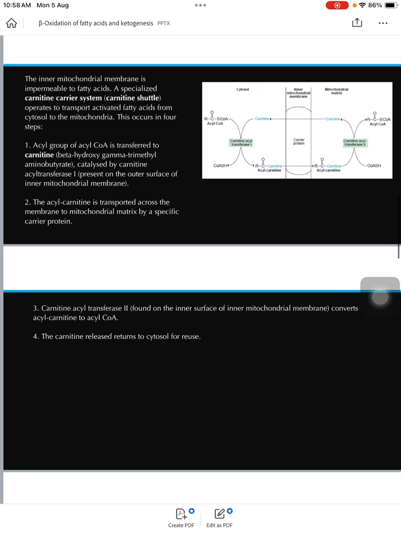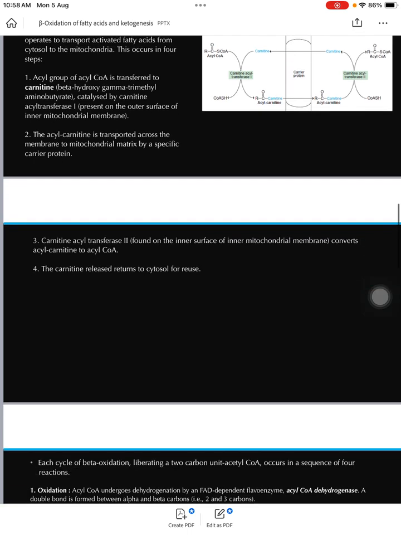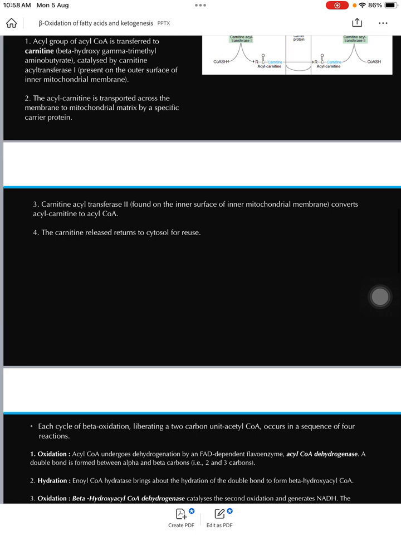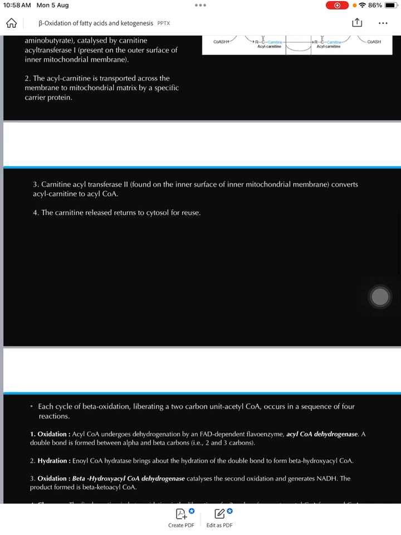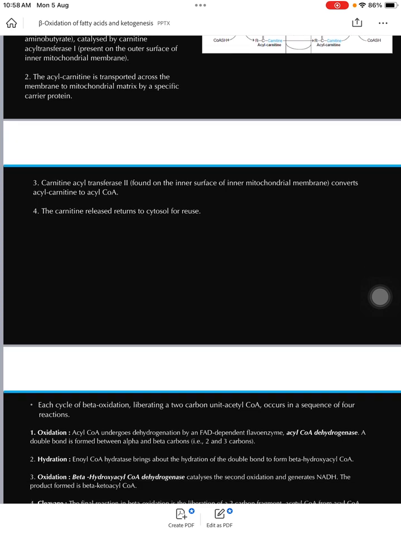Second step, the acyl carnitine is transported across the membrane to mitochondrial matrix by a specific carnitine carrier protein. Third step, carnitine acyl transferase 2 enzyme that is found on the inner surface of inner mitochondrial membrane converts acyl carnitine to acyl-CoA. And fourth step, the carnitine is released and returns to cytosol for its reuse.